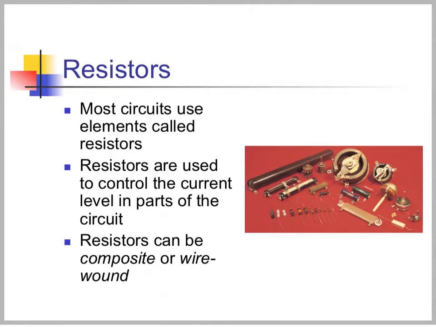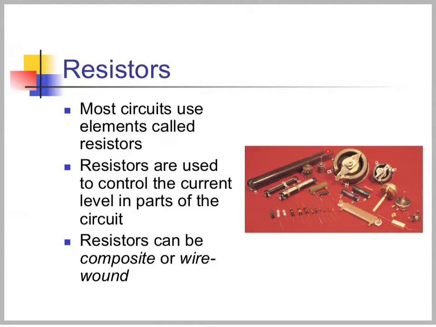Now, how do you make resistors? Most circuits that you'll ever see or design have elements called resistors in them. And they're really used to control the current level in different parts of the circuit. Resistors can be composite materials or it can be a wire-wound resistor. And this picture here is all full of resistors of different types.